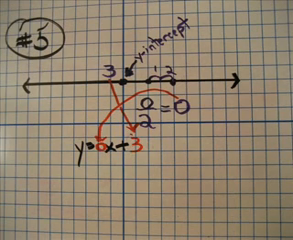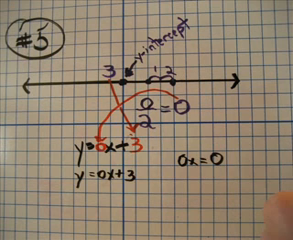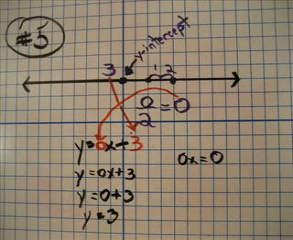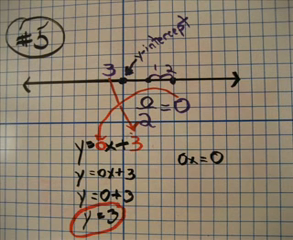So we have y equals 0x plus 3. 0 times x is equal to 0, so we can simplify this even more to 0 plus 3. And 0 plus 3 is 3. So our final equation is y equals 3.